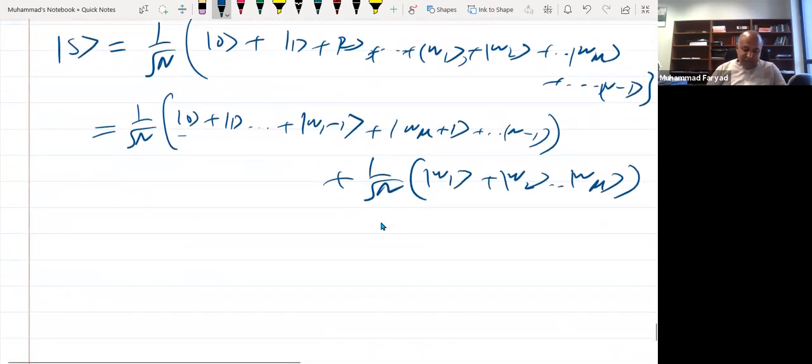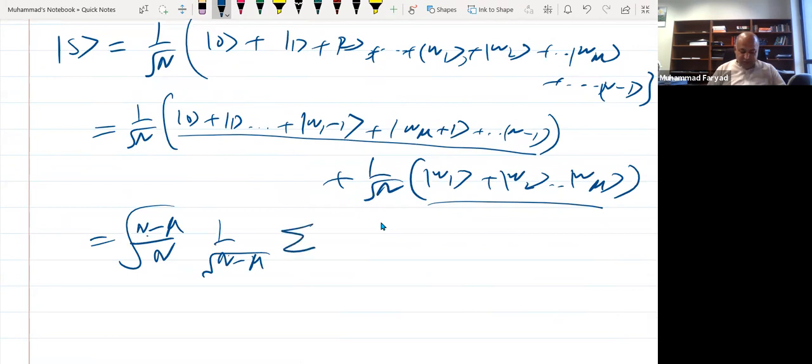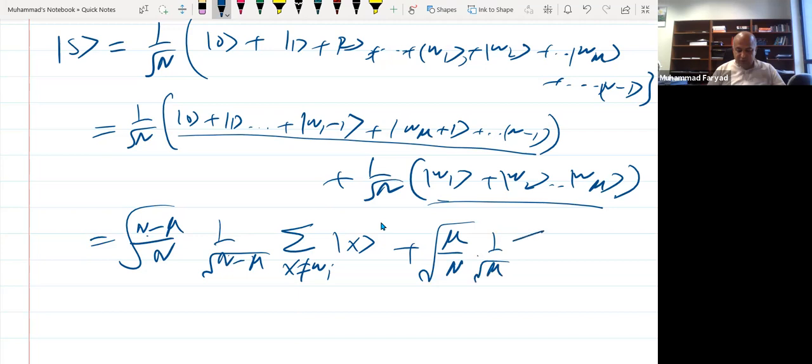And now you see, these are n minus mu entries because mu of them has been grouped into this thing. And to make this a normalized state, I will have to divide it by n minus mu. So I multiplied with n minus mu here as well. And this is now a sum when x is not equal to wi. And similarly, these are mu states. So to normalize them, I multiplied with mu here. And this n is already here. So 1 over mu, and this is now a sum over w from 1 to mu.